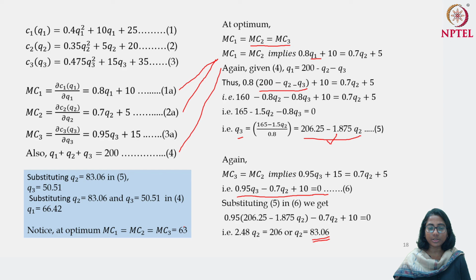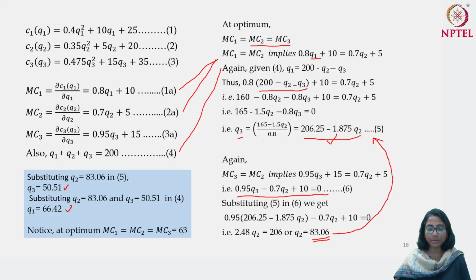Now you can substitute this Q2 in equation 5. So this is your equation 5, and this is the value of Q2 you have. You simply go here and substitute. So you have 206.25 minus 1.875 multiplied by 83.06. So this gives you Q3 equal to 50.51. Okay. So what I have now is Q2 equal to 83.06, Q3 equal to 50.51. I deduct both of them from a total of 200 to get Q1 equal to 66.42.